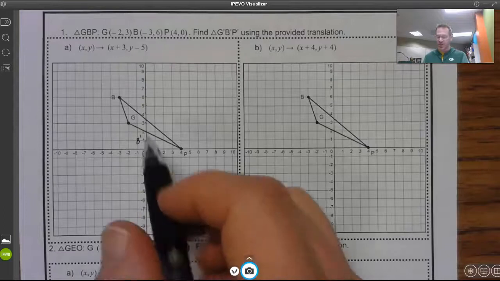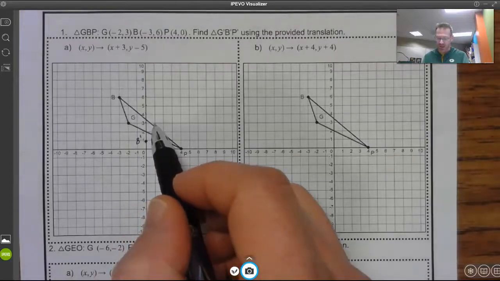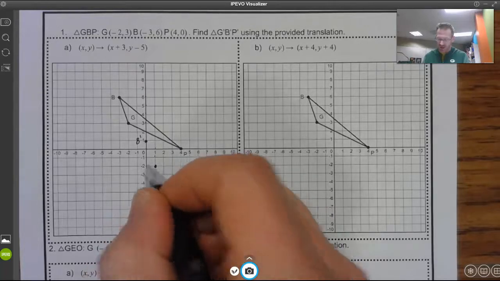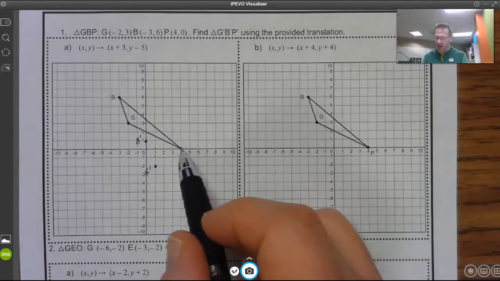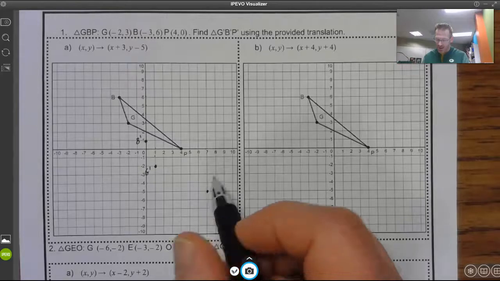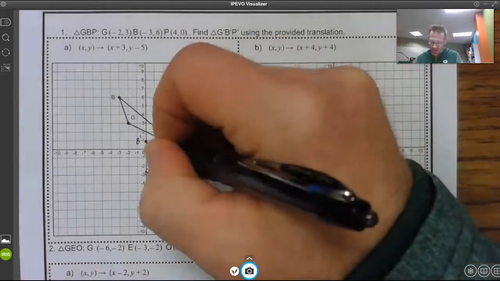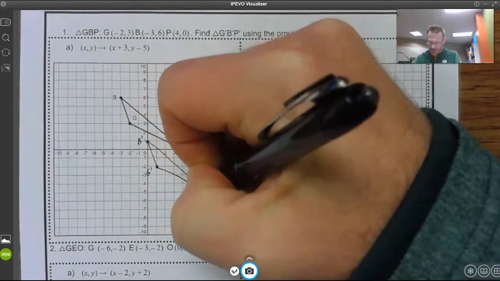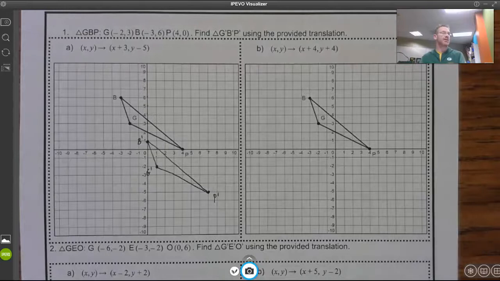Now I'm going to do that to G. 1, 2, 3 to the right, and then down 1, 2, 3, 4, 5. And there's G prime. Now I do that with P. To the right 3, down 5, and there's P prime. Then if I connect these and draw that triangle in, there you go. They should look exactly the same, so it should be an isometry. A translation should be an isometry, so shape and size should be preserved, and that's what looks like happened right here.